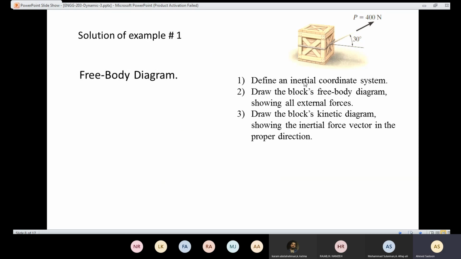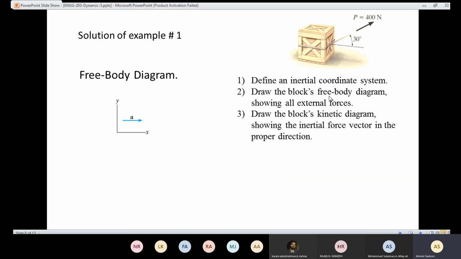Step number 1, define an inertial coordinate system. And in that case, it's going to be fixed to the ground because the motion is going to be this way. So I need to put the coordinate system that helps me to solve my problem. So here, the x and y, I'm going to put x here and y there. Of course, I'm going to expect that the acceleration is going to be in this direction, the direction of the motion.